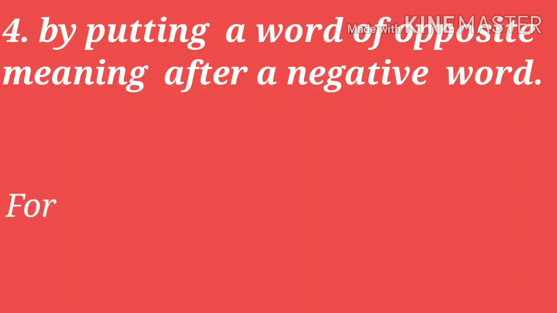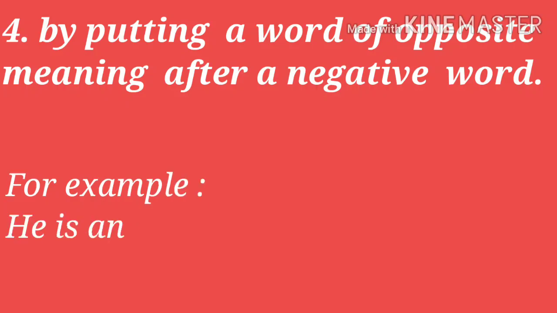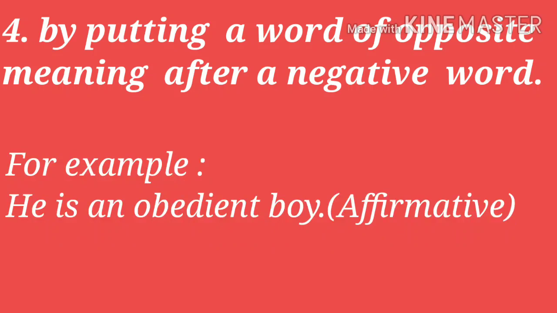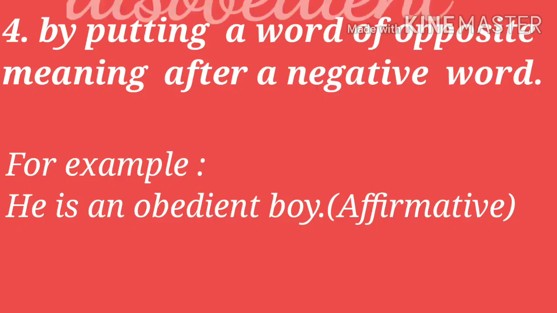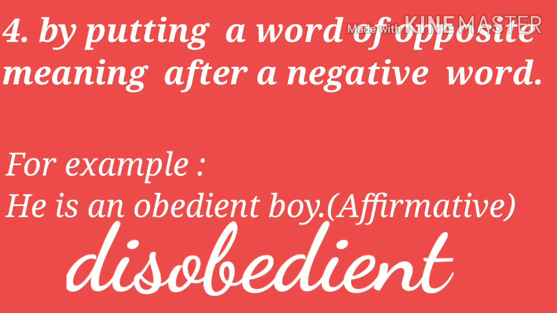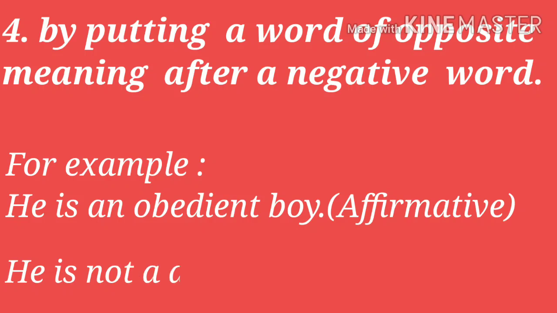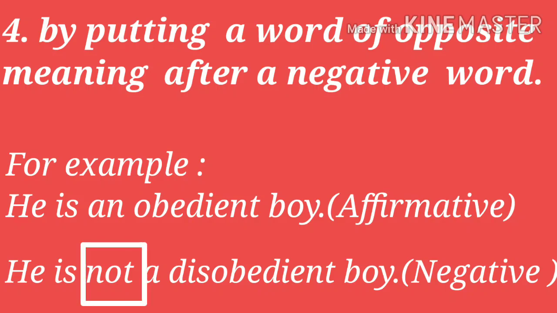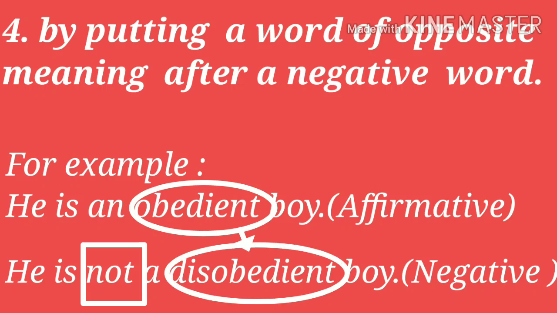For example, look at this sentence. "He is an obedient boy." And this is an affirmative sentence. So what is the opposite of obedient? It is disobedient. So let's transform the sentence. "He is not a disobedient boy." And the "not" in the sentence, which is a negative word, makes it a negative sentence. So the word obedient has been replaced by the opposite word disobedient.